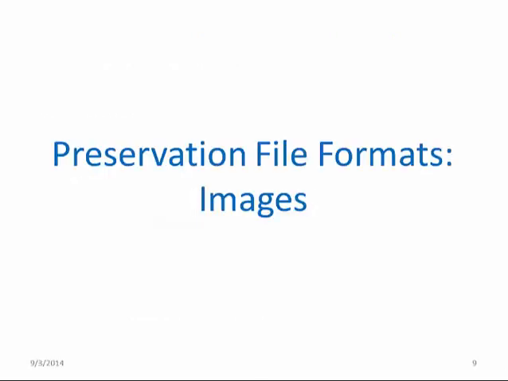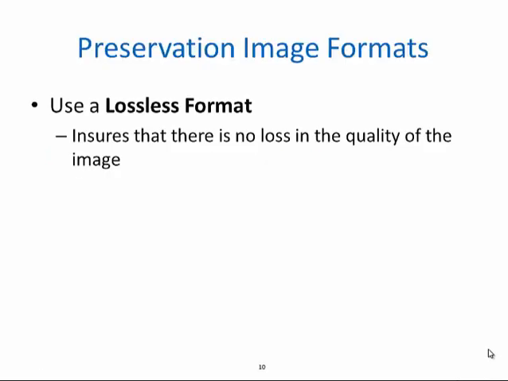So let's talk first of all about images. And when you have images that you really care about, family heirlooms and things like that, what you're looking for in a file format is something that is a lossless file format. And all that simply means is that there is no loss in the quality of the image when you save it and when you go back and view it again. So that you want to make sure that all of the pixels that you captured when you were digitizing that image are going to be there every time you go and look at that file.